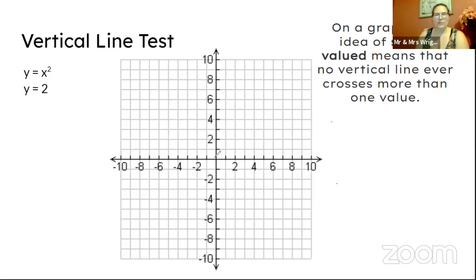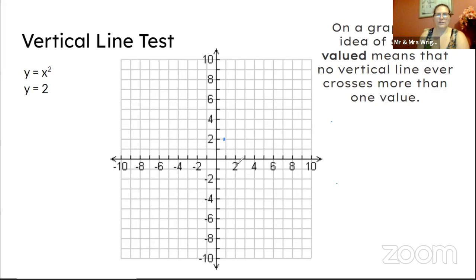Now y equals 2, this is going to be a straight line graph. So if y equals 2, it doesn't matter what x is. If we put in 1, well, y equals 2. If we put in 2, y equals 2. If we put in 4, y equals 2. Well, how does this work? I don't see any x's.